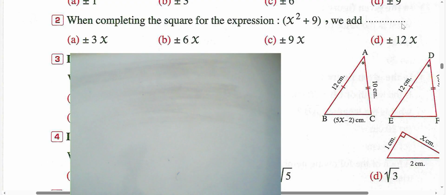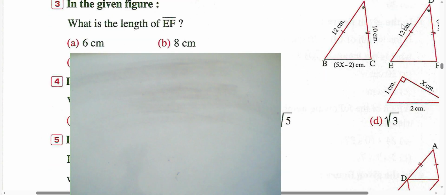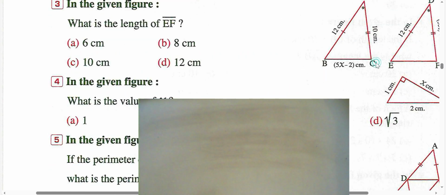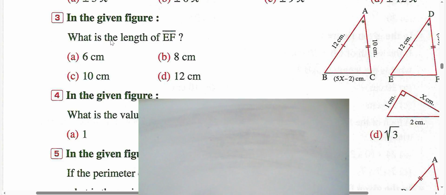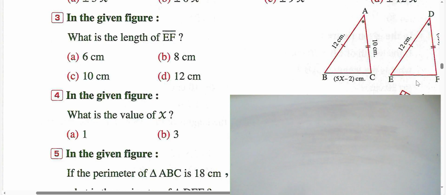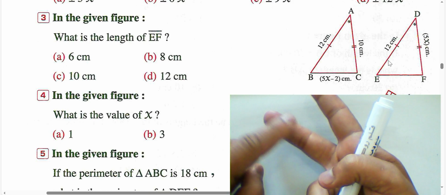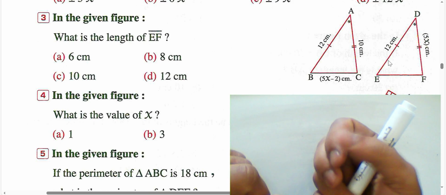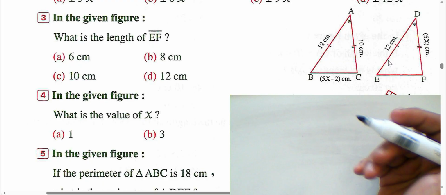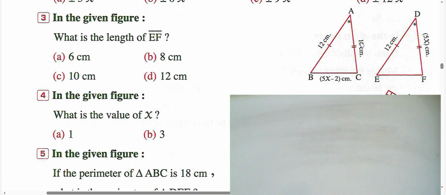Next question. Number 3. In the given figure, what is the length of EF? Look here, if we want to find the length of EF. The two triangles here are congruent. We have two sides and the included angle. Side, angle, side. It's the second condition for congruence between two triangles. Then the length of EC first equals the length of DF. We can find the length here by congruence. DF equals 10 centimeters.